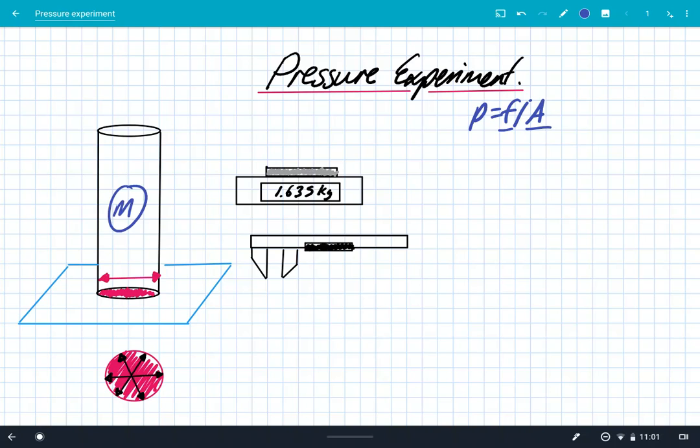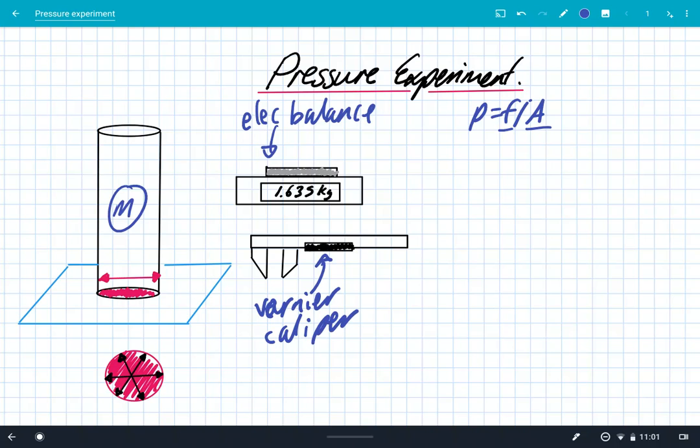We're going to use two bits of equipment. We're going to use an electronic balance, and we're going to use a vernier caliper. It's really important to say what equipment you're going to use. We could also use a micrometer screw gauge, which is actually even more precise.